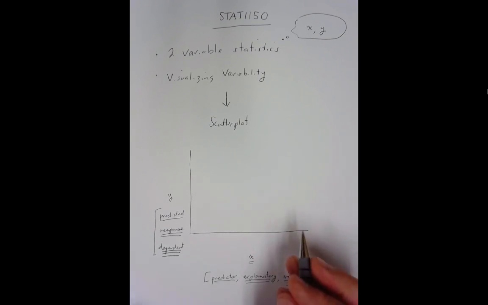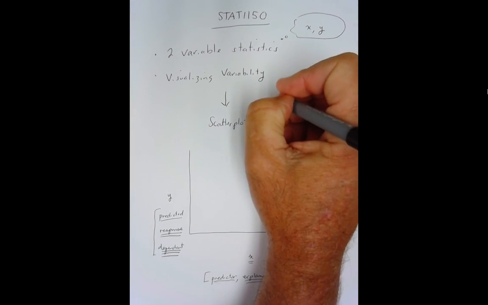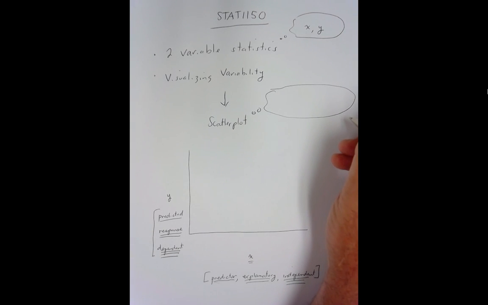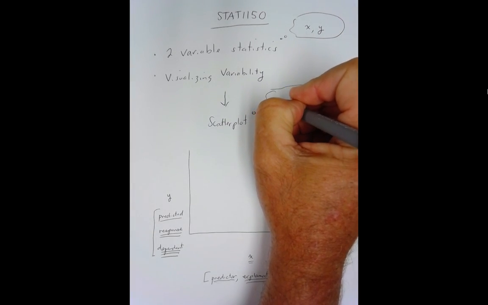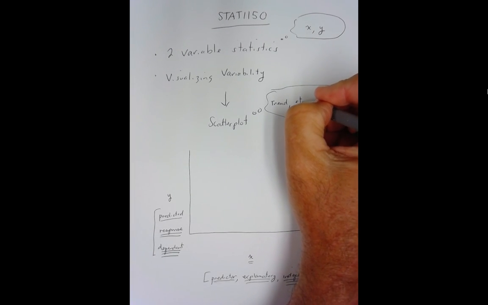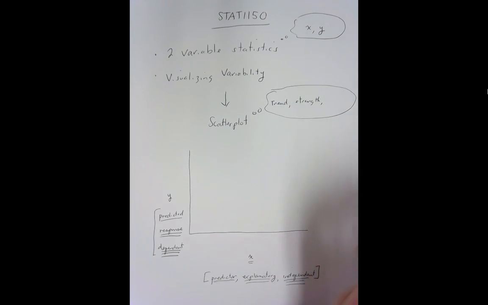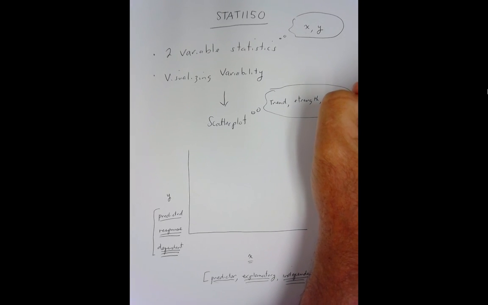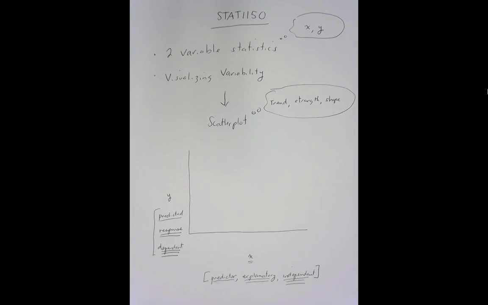Okay? Now, the purpose of a scatter plot, if we think about this, is threefold. We want to look at the trend. Do we have a positive or negative relationship? We want to look at the strength. And we want to look at the shape. Now, for this class, shape is just going to be linear or nonlinear.